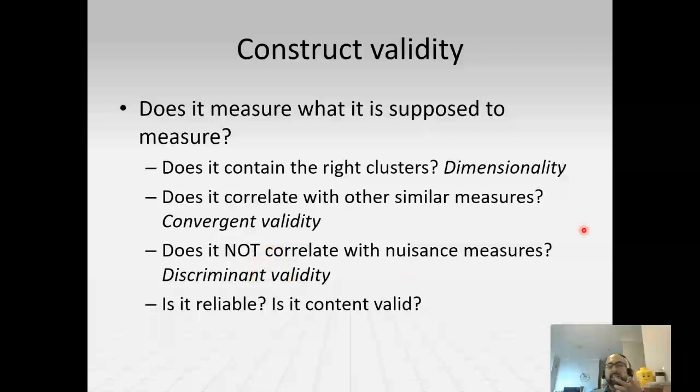And of course, lastly, a test can only be construct valid if it is also criterion valid, content valid, and if it is reliable. So this is a high bar to pass, class, and it's partly a judgment call based on all of this information.